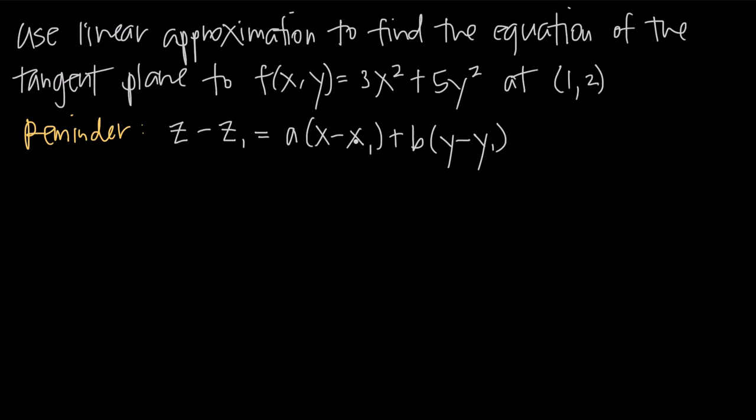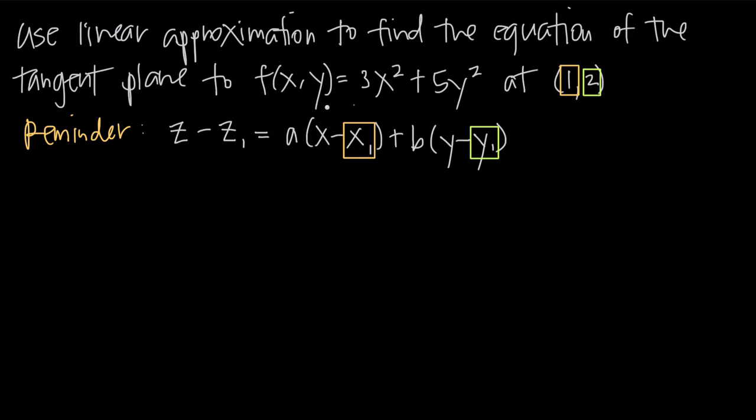Well, first of all, you can see here that we have the point x1, y1, and z1. Well, we've already been given x sub 1. It's 1 right here, so 1 is going to go in for x sub 1. We've also been given y sub 1. That's 2, the y value in the coordinate point, so that's going to go in for y sub 1. Now we're going to need z sub 1.